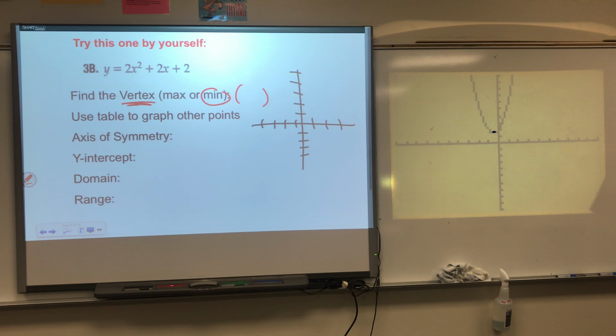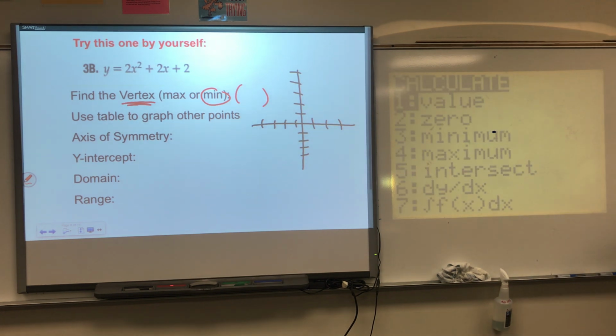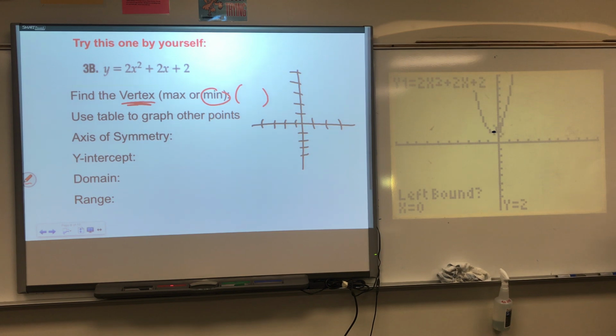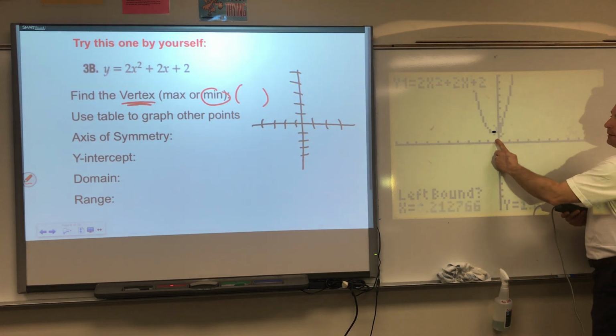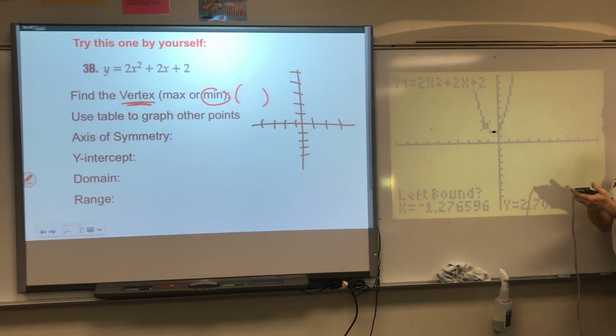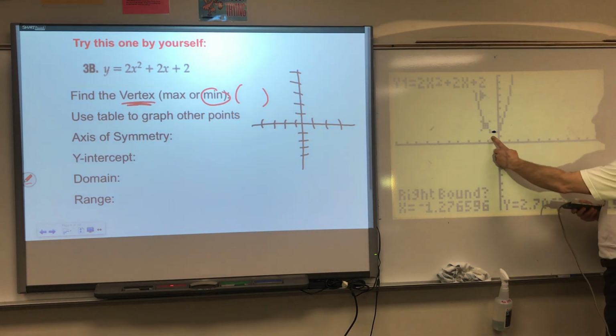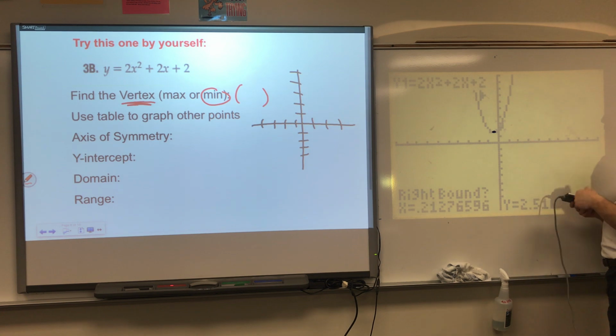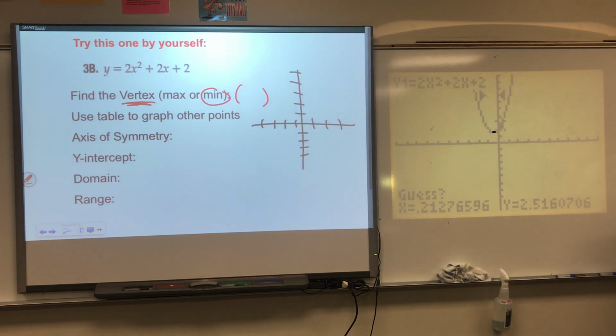Let's go to my calculator, and I'm going to go to second trace again, and choose number 3, minimum this time. The left bound, I'm going to swing to the left-hand side of the vertex and press enter. I'm using my left and right arrows. My right bound, I'm going to use my right arrow and come around to the right-hand side a click or two and press enter. And I'm going to go back right to the middle, closest I can get, and press enter.